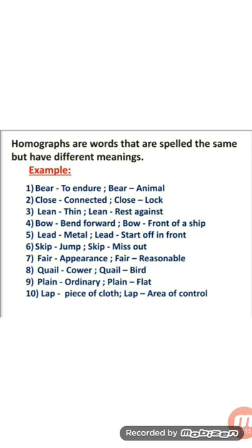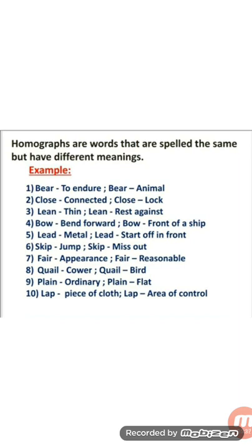Okay children, I hope you all are getting my point. Fun fair में spelling अलग हो जाती है, तो that will not be included here. Fair one is the complexion or appearance, and the second one reasonable. Next one, quail, cover, and quail is a bird. ये एक bird है. Next, plain. Okay, plain मतलब क्या? Ordinary, simple, and the another one is flat.